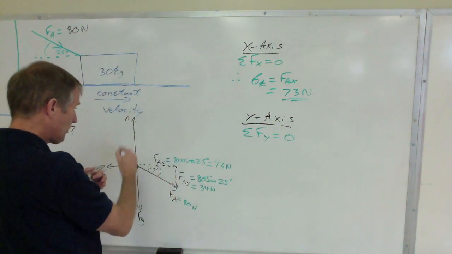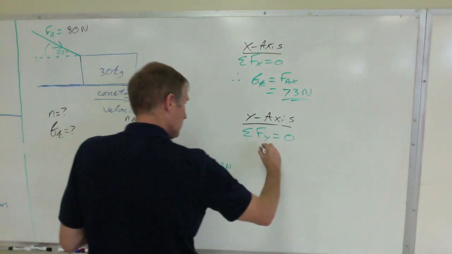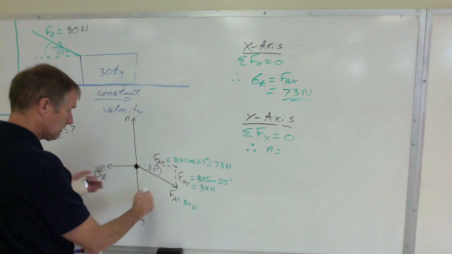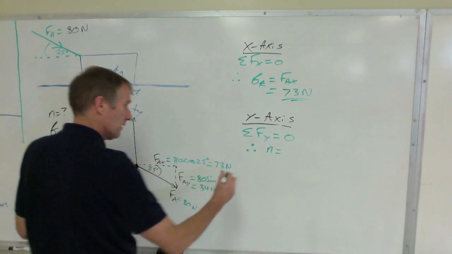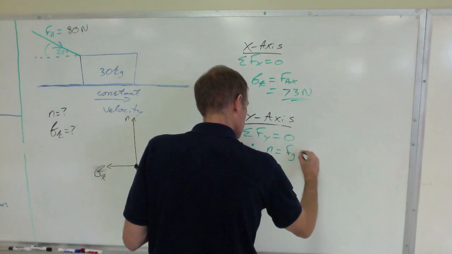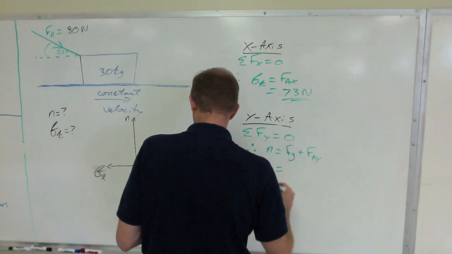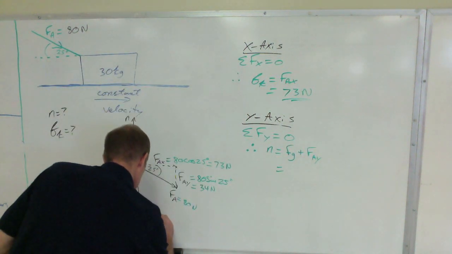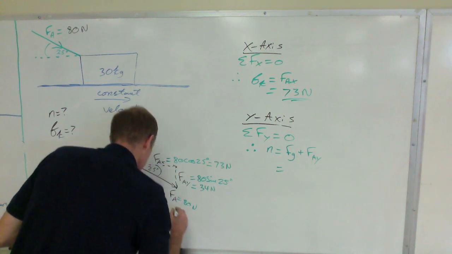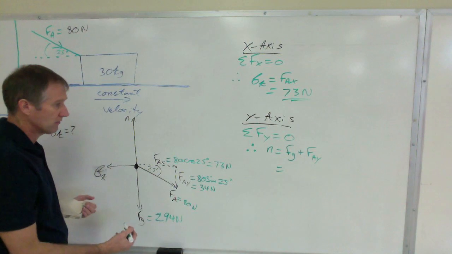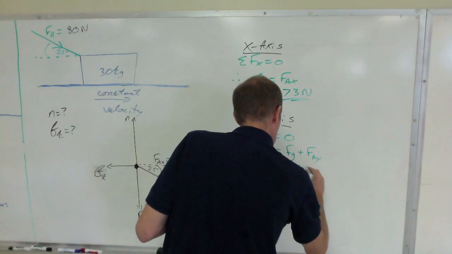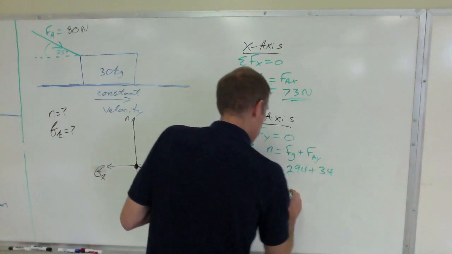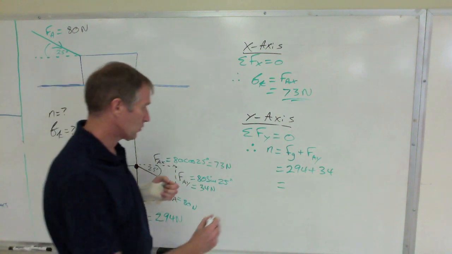There are three forces in the y-axis. Normal force pointed up, and that's balancing the two downward forces, the weight and F-A-Y, not F-A, but F-A-Y. So the weight is 30 times 9.8, which is 294 newtons. That's the weight. 30 kilograms times 9.8 gives you the weight, 294, plus F-A-Y is 34. Add them together, and you get 328 newtons.